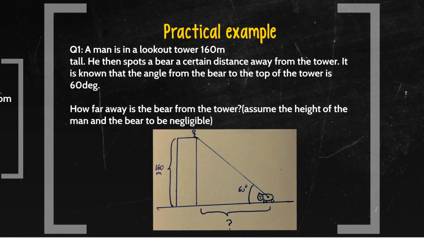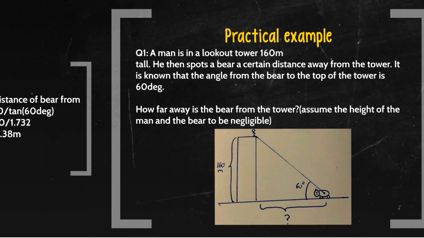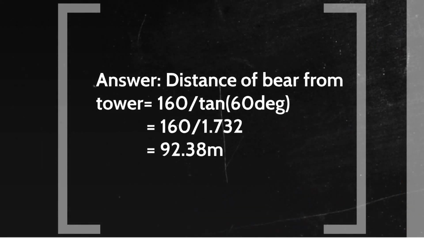So now for practical applications, read the question and try to figure out what is the horizontal distance between the bear and the tower. Using the basic trigonometric formula, we can determine that the distance of the bear from the tower is equal to 160 meters divided by the tangent of 60 degrees. And this gives us a value of 92.38 meters.